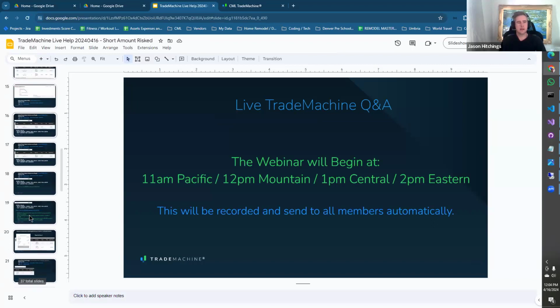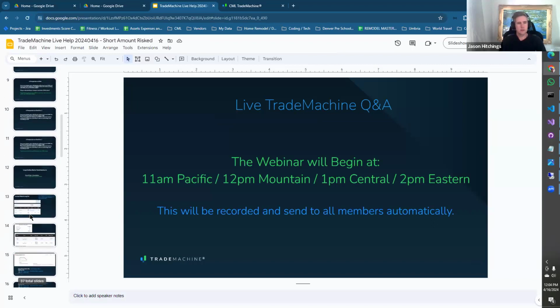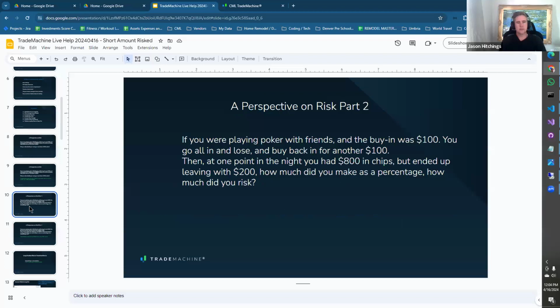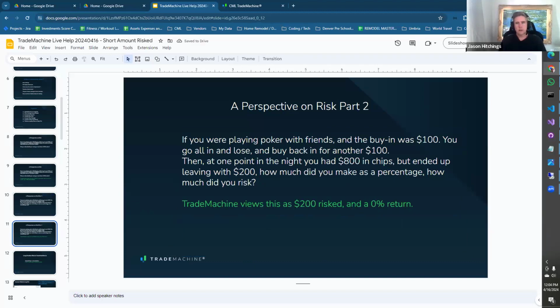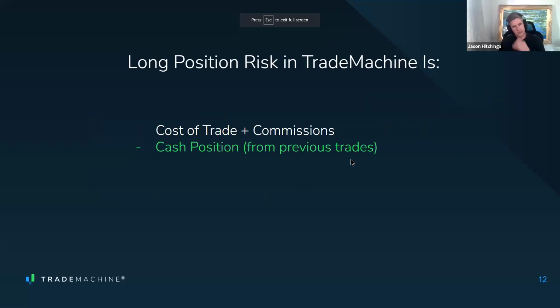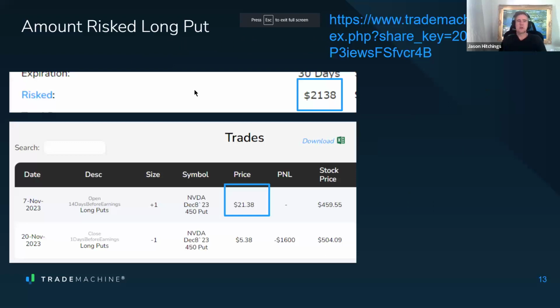I actually had a typo last time, so just jump past it here. So this should say 0% return. Okay. So if you bought a long put, your risk would just be the cost of the initial position. Same with the call. If you bought a long call, it's just the price of that call.